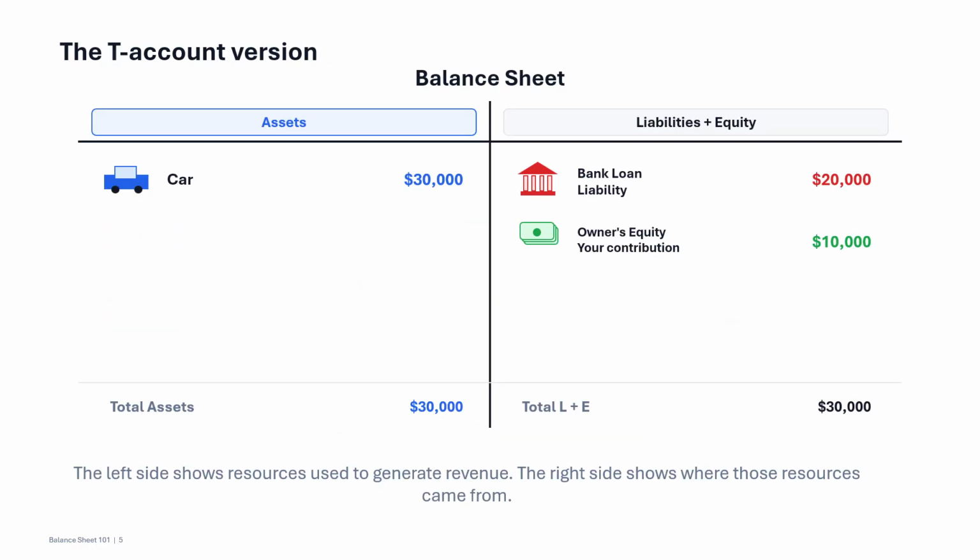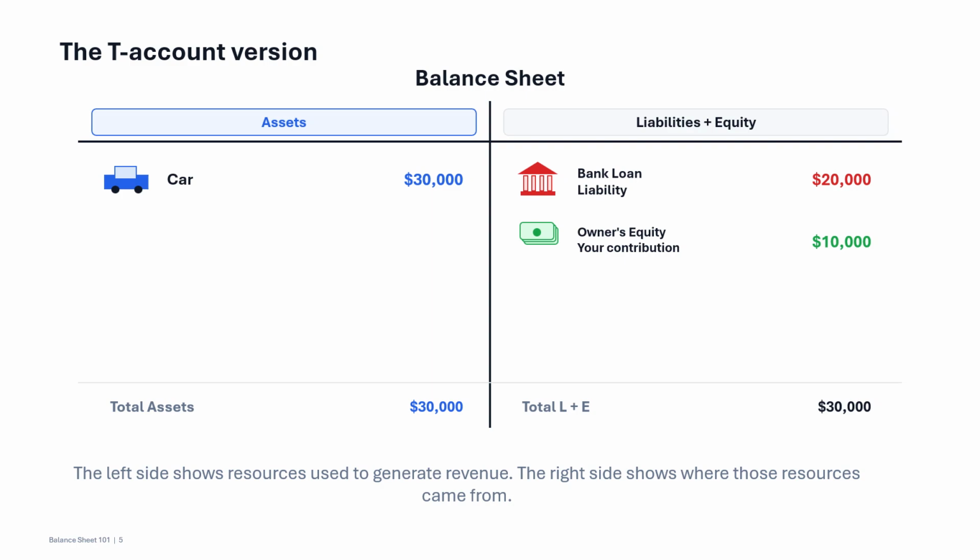Now let's put this into the T account style balance sheet. On the left side, we have assets. In this example, the asset is a car, worth $30,000. On the right side, we have liabilities and equity. The bank loan is $20,000. This is a liability. Your own $10,000 contribution is owner's equity.